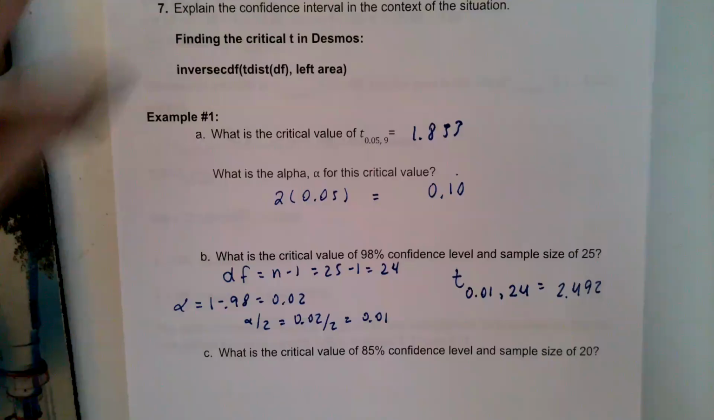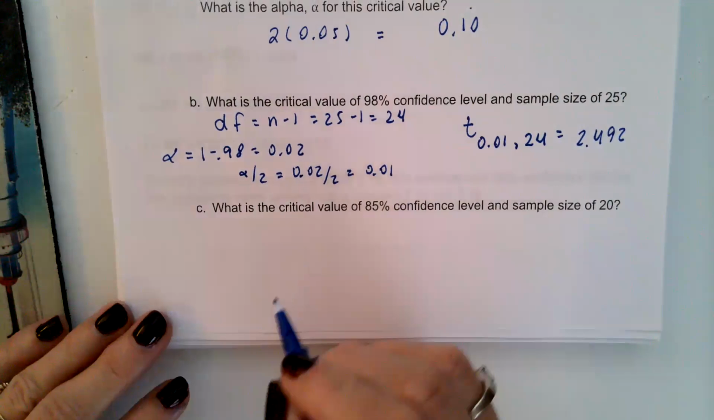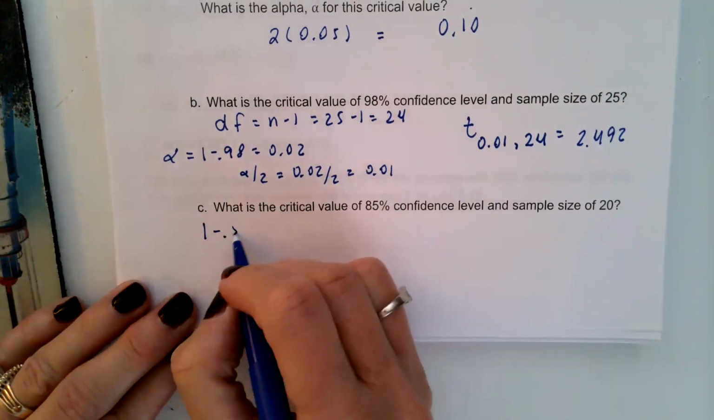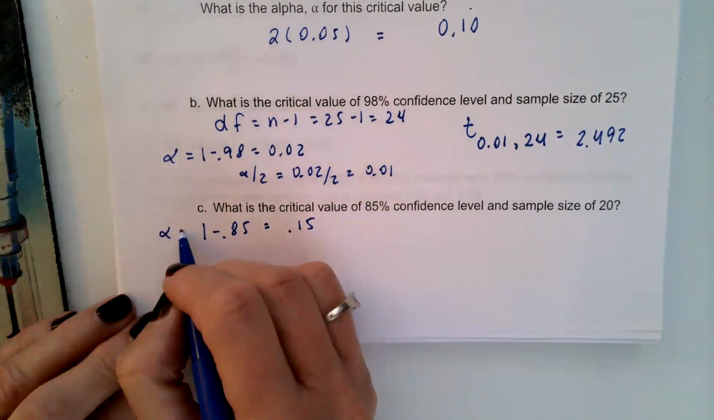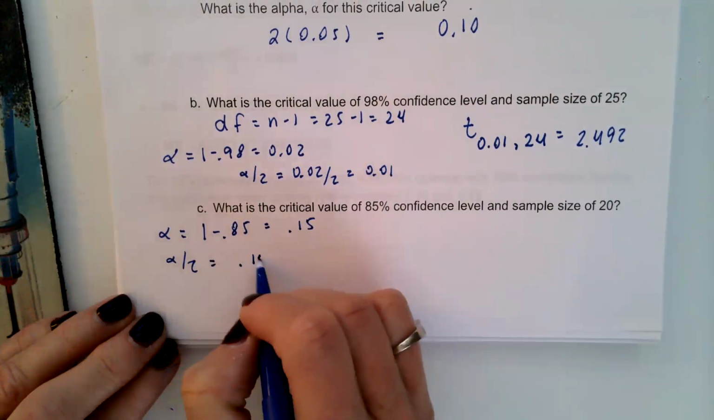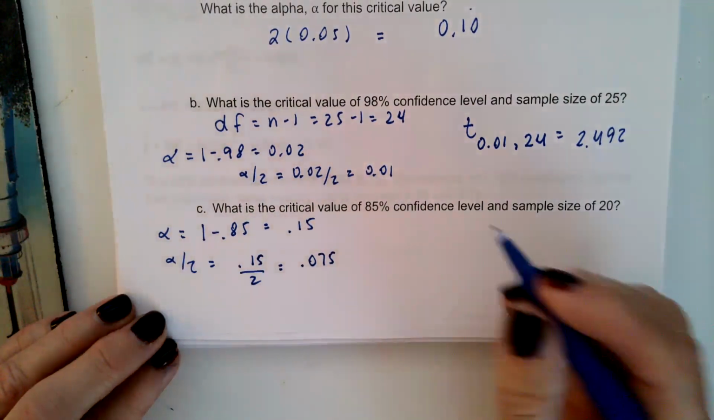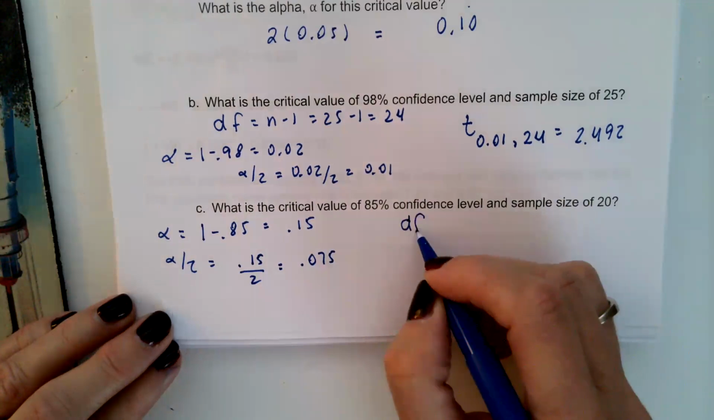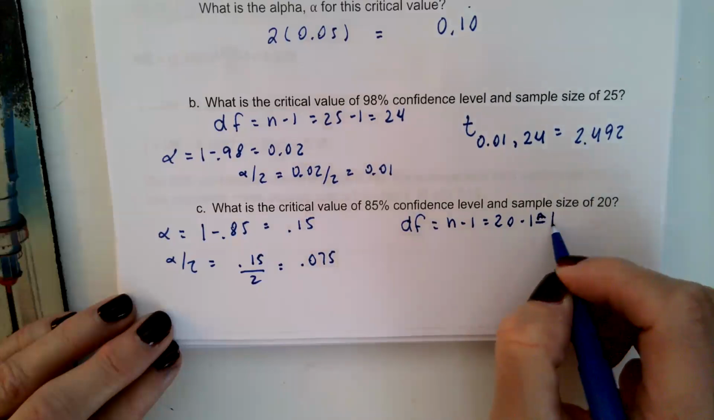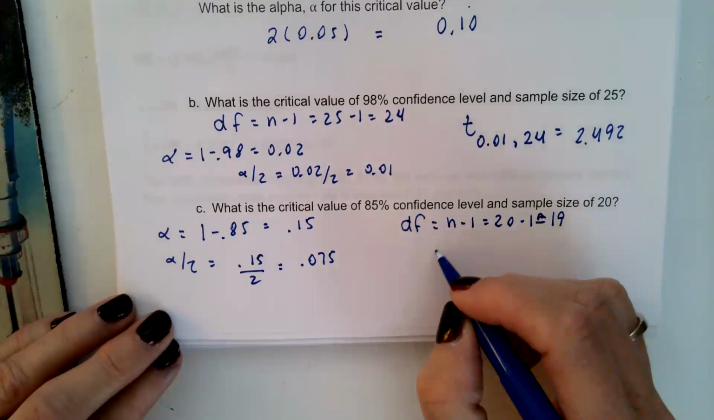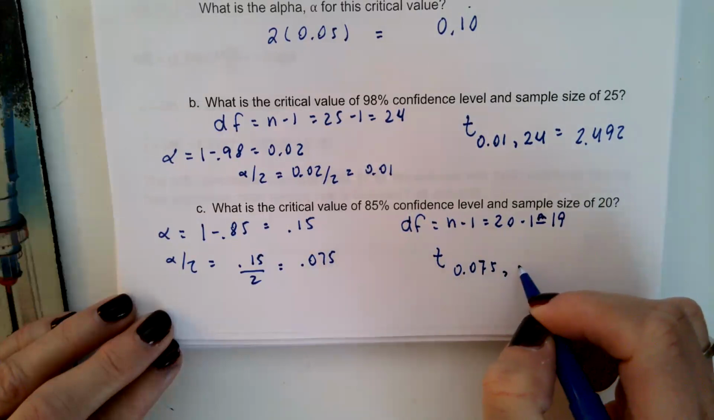It says, what is the critical value of 85% confidence level and sample size of 20? And so we're going to take 1 minus 0.85, which is 0.15. That's our alpha. And our alpha divided by 2 is 0.15 divided by 2, which is 0.075. And our degrees of freedom, reminding, is n minus 1, which is 20 minus 1, which is 19. So we're looking at T of 0.075, comma, 19.